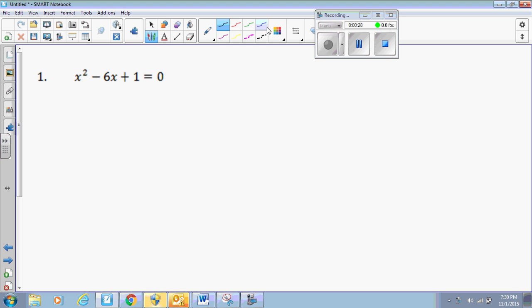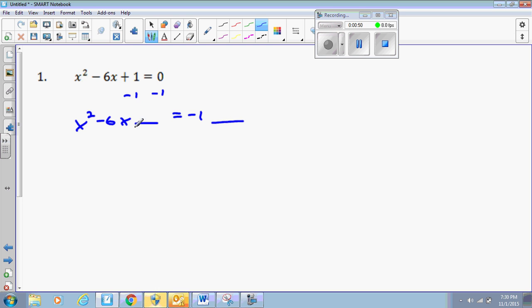So the first thing we want to do is get rid of this 1 because that's not the number needed to complete the square. So I would write x squared minus 6x, and I'm going to leave a space, equals negative 1. Now, there's going to be a space here as well, but whatever I put here on the left side, I have to add to the right side as well.